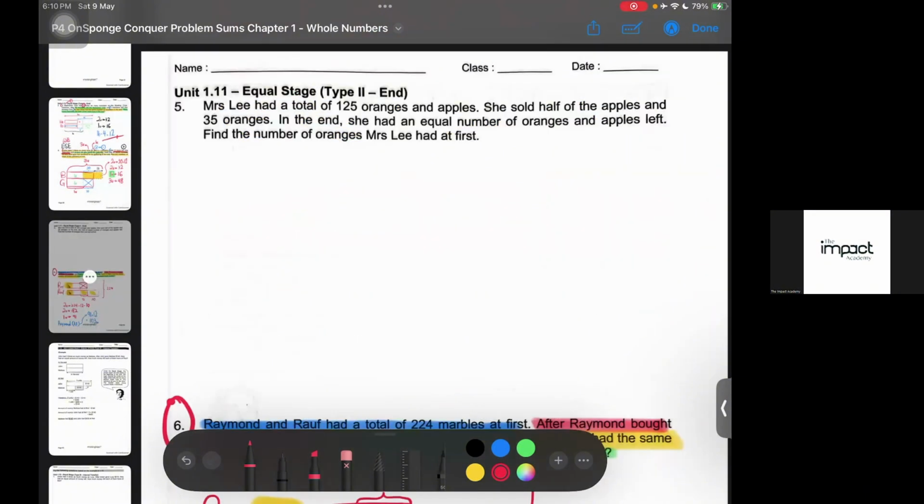Who wants to read it? Together. 1, 2, 3, let's go. Mrs. Lee had a total of 125 oranges and apples. So maybe we start with oranges plus apples first, equals to 125. We still don't know what is the concept. Draw a model. Yeah, but I want to hear which sentence tells you that you need to draw a model. Equal. Yeah, where got equal? The sentence have where?